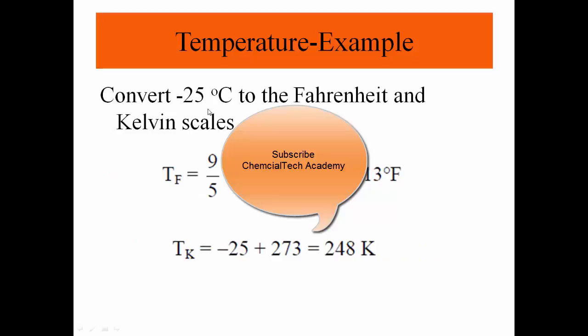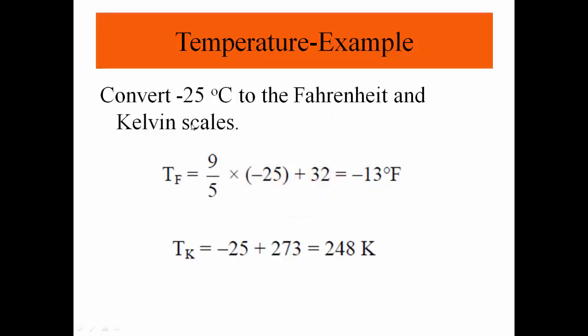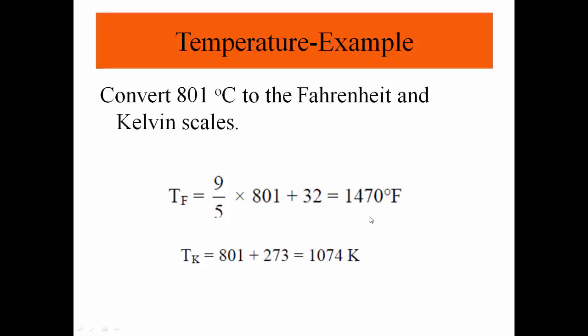Convert minus 25 degrees Celsius to the Fahrenheit and Kelvin scale. Again, 9/5 times minus 25, and after calculation we need to add 32. So the answer will be minus 13 degree Fahrenheit. Now for finding Kelvin, we just need to add 273 to minus 25. So the answer will be 248 degree Kelvin.